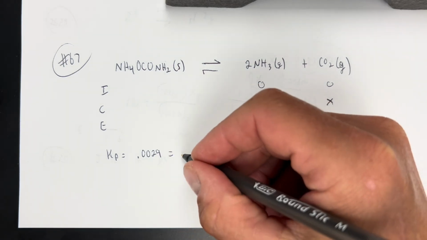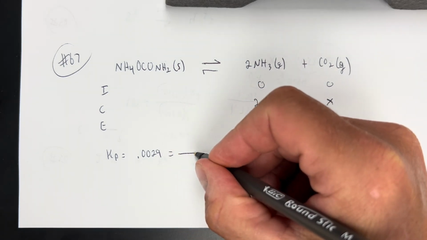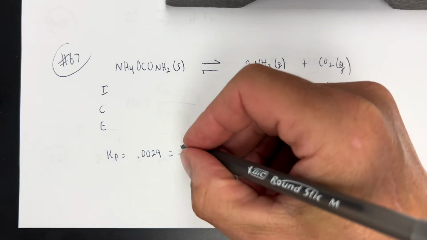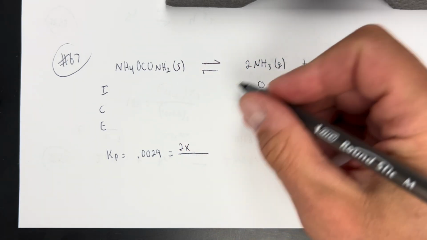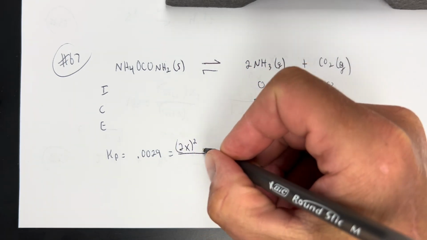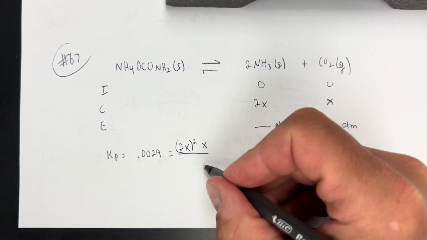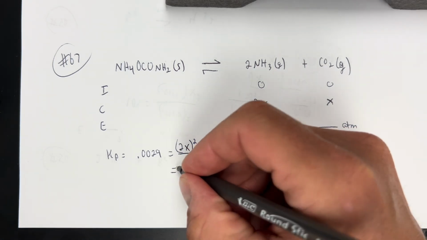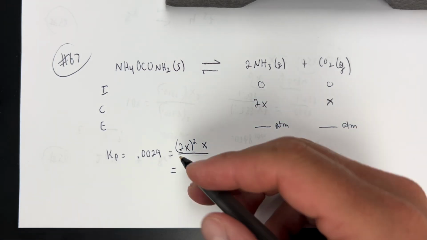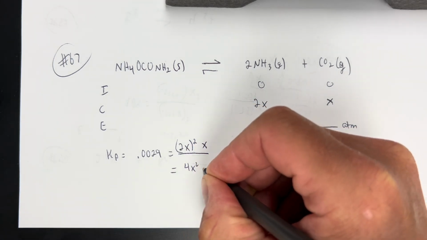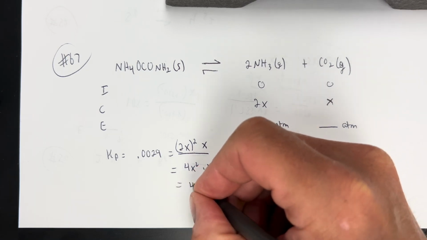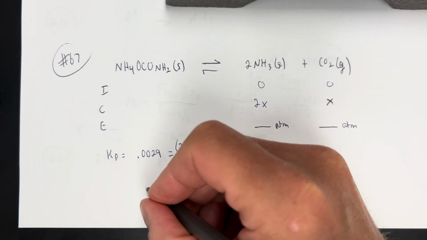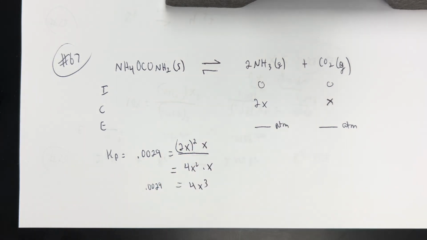So here's our K value. K equals products, which would be 2x, that needs to be squared, times x over, well, that's a solid, so we don't have to put anything on the bottom. So just this equals that. Well, 2x times 2x is 4x squared, times x equals 4x cubed equals your K value. It's a very common problem.